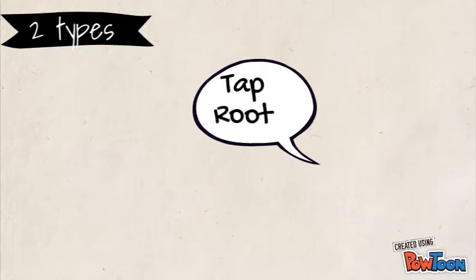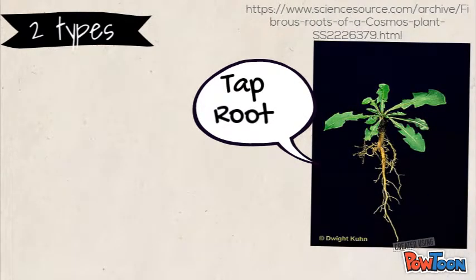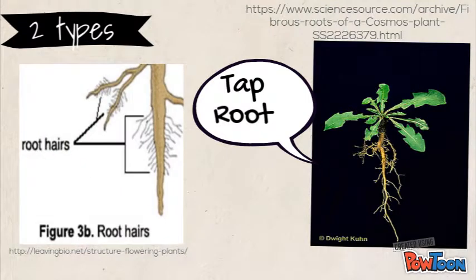On the other hand, taproots look very different. They have one single long root that burrows deep into the ground. On the sides of this root, smaller roots grow off of it. On these roots are little hairs called root hairs. An example of a taproot would be a carrot.